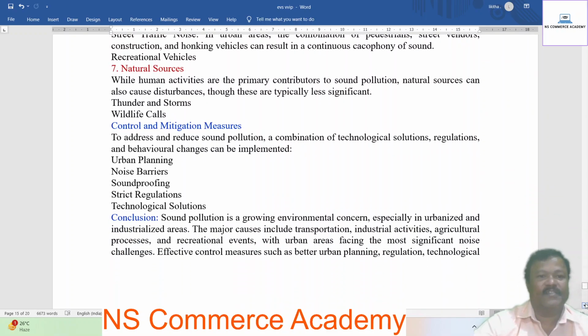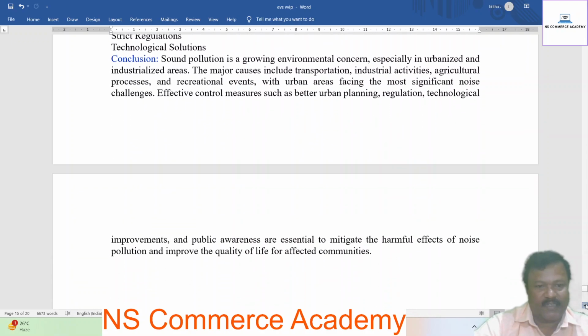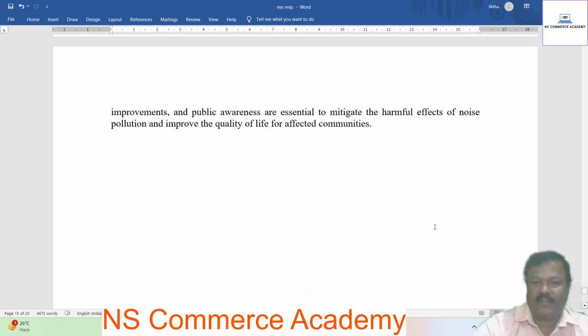Control measures. To reduce sound pollution, a combination of technological solutions, regulations, and behavioral changes can be implemented: urban planning, noise barriers, soundproofing, strict regulations, technological solutions. Next, these are the very important questions and answers from unit number 2.